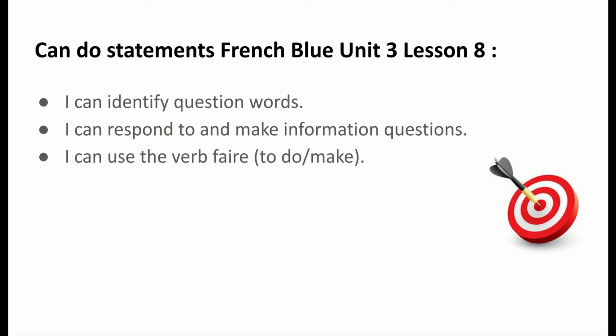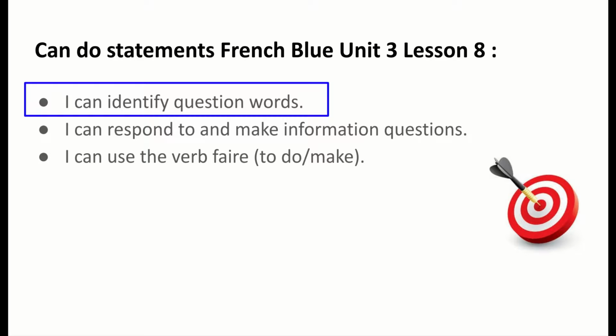I can identify question words. This is carrying on from what we did in the last chapter, just adding a bit more vocabulary and reinforcing that. I can respond to and make information questions, again, taking those question words and turning them into questions that you would like to ask, as well as recognizing and being able to answer them appropriately. And finally, using the verb faire, which means to do or make.